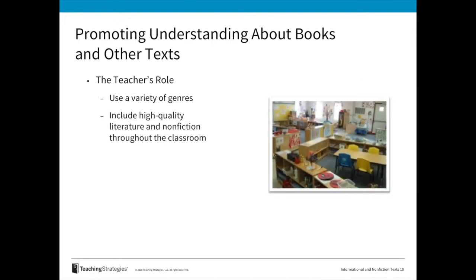Next, we want to include high-quality children's literature and nonfiction text throughout the classroom. Children benefit from experience with the rich language of books, beautiful illustrations, and stories that help them learn concepts and information about the world. When young children have experience with different genres of books, they begin to understand that language is structured differently for various purposes.